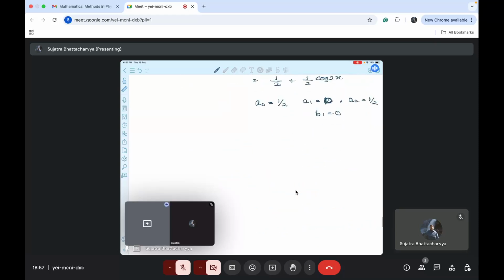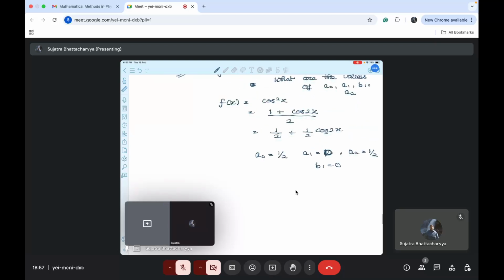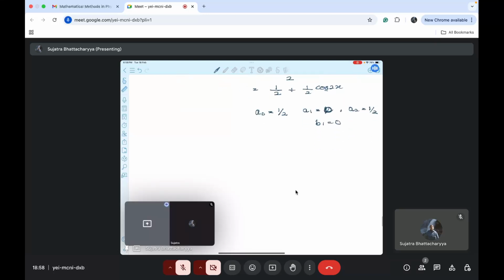Alright, so this is one of the parts. Now let's find out the expressions for a0, a_k, and b_k. This is the next thing which we will find.